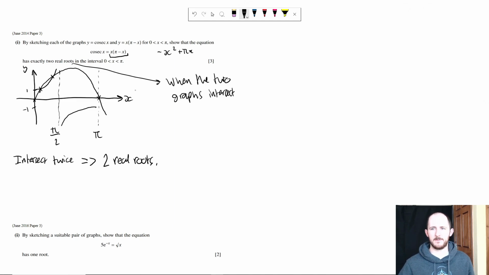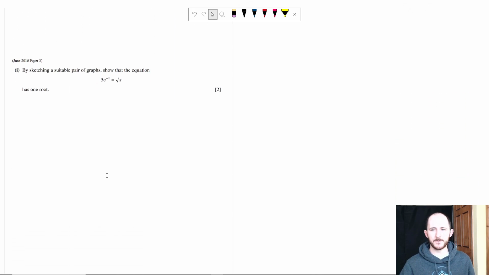Nice and easy, okay? 3 marks, so you get a mark for each of the drawings being appropriate, so the rough right shape and having the correct asymptotes and things like that. And then you get the last mark for actually making the logical deduction that since they cross twice, there must be 2 roots. If they cross 3 times, there's 3 roots. If they don't cross, then there's no roots, and so on.